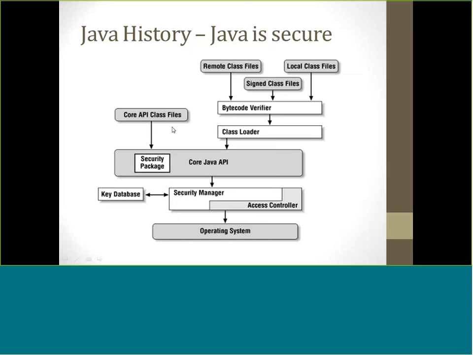So here is one of these screens which is talking about Java being secure and giving the internal details of that. So you have a bytecode verifier and then you have a security manager. So there are a lot of things which make Java a very secure language, right? Okay. So we can talk about the key database and the access controller and all, but I just don't want to go into the detail. I'm just giving you the overview of what components are there which make Java secure.